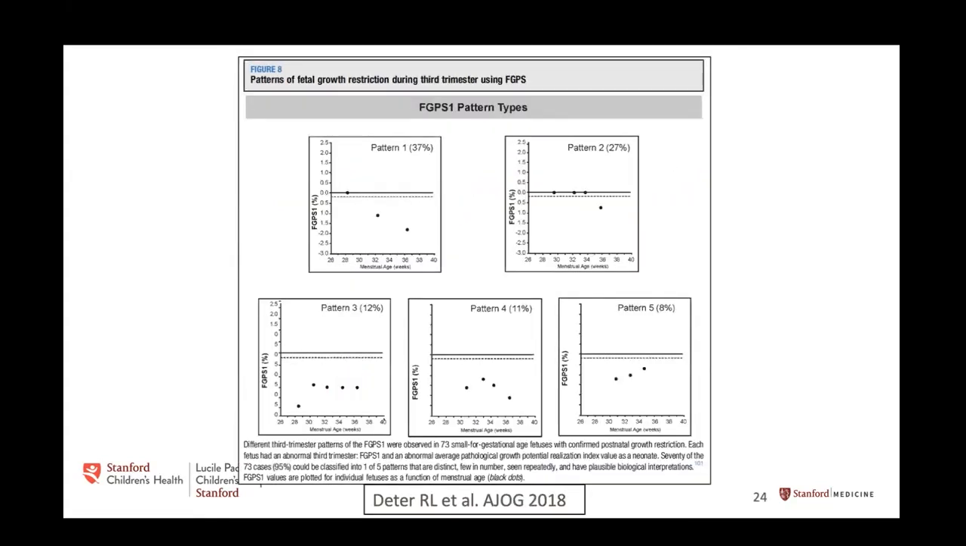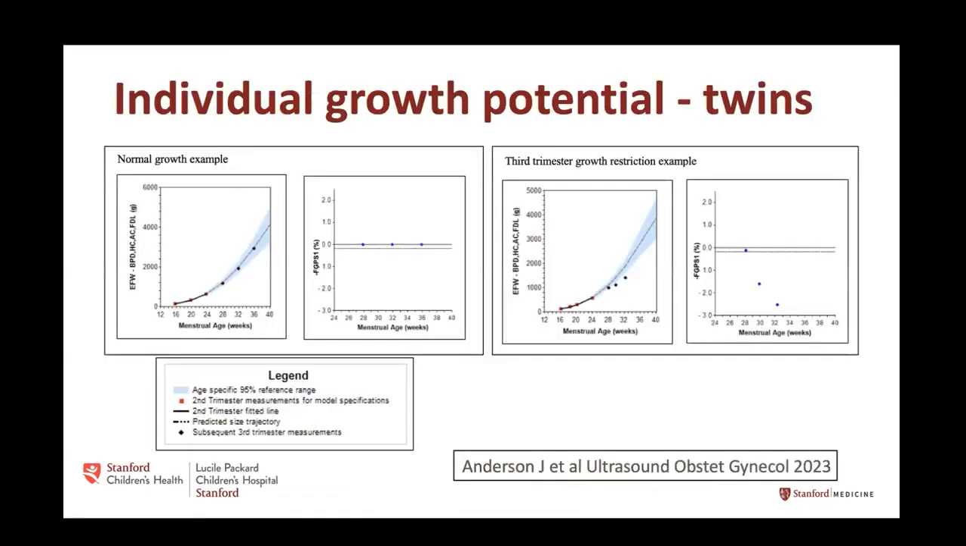And when Russ Dieter was looking at that in singletons, not only did he come up with a concept, but he said, well, not every growth restriction is similar. He came up with at least 5 different growth patterns: something that is progressive starting early on, something that is later on, something that is early on and persistent, something that recovers, different kinds of patterns, so that not every growth restriction based on individual growth potential is the same.